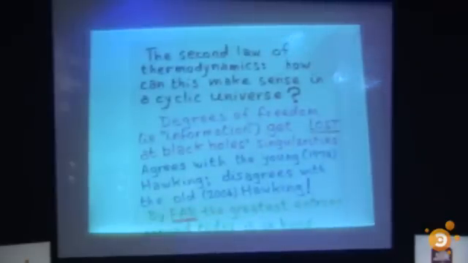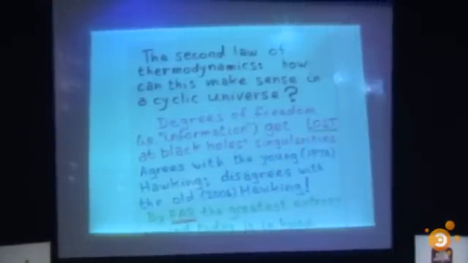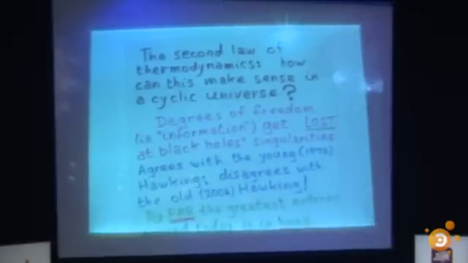Well, here's where I need something else. Now here, I said I've appealed to Stephen Hawking for many of the things I want here. I'm going to appeal to Stephen Hawking again, but only one of him, because there are two Stephen Hawkings. The second law of thermodynamics, how can this make sense in a cyclic universe? Well, you see, what happens when a black hole disappears? Is information lost in black hole singularities? That is what the young Hawking of 1976 said. He said information is lost. I think he was right. He was right to say that.